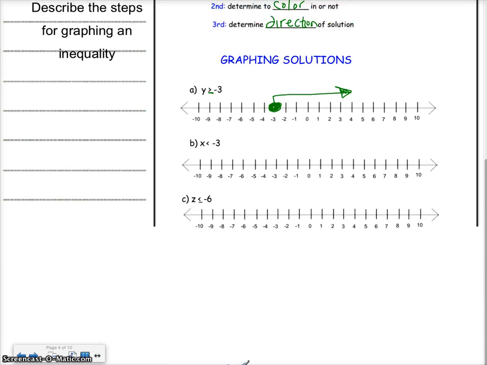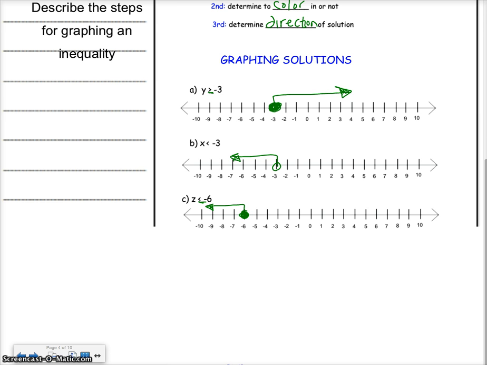Next one, I have x is less than -3. So I have a circle at -3. It is not colored in because there's not a line under it. And less goes to the left. My solution would really go all the way to negative infinity. The next one, z is less than or equal to -6. I'd have a circle at -6. It's colored in because there's a line under the inequality. And less means left, so it would go to the left.